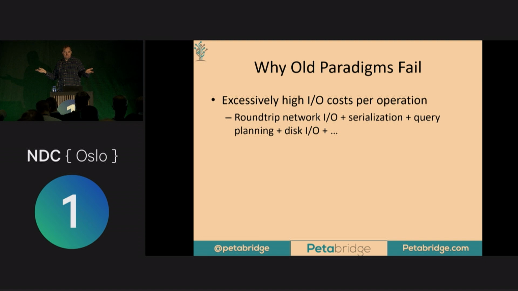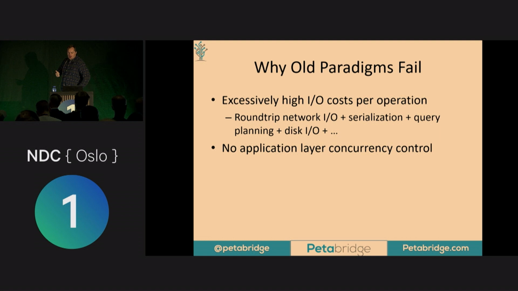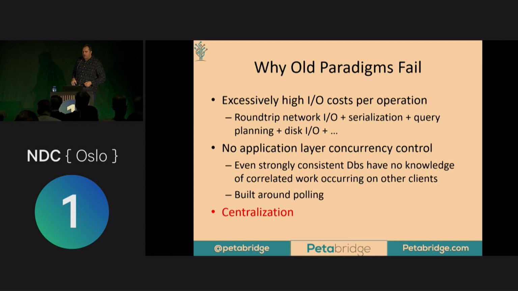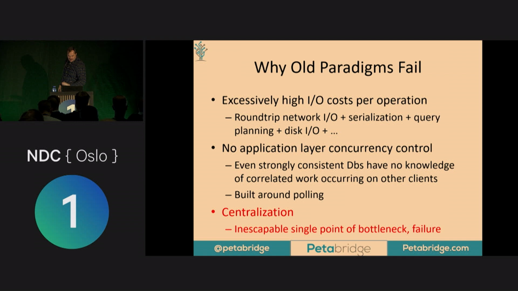So that's one reason. The second reason is what we just showed in the previous slides, which is no application layer concurrency control. You don't have any ability to synchronize the clients through the database. That's not really feasible, even with something like SQL Server underneath. But the biggest issue that these systems have is that they are fundamentally centralized. All of the state and essentially all of the source of truth of your system all converges in one location inside your network. And this creates side effects once you start scaling up in terms of the number of users you have to support and the number of requests you have to process. And that leads to an inescapable bottleneck, and even worse, a single point of failure possibly.